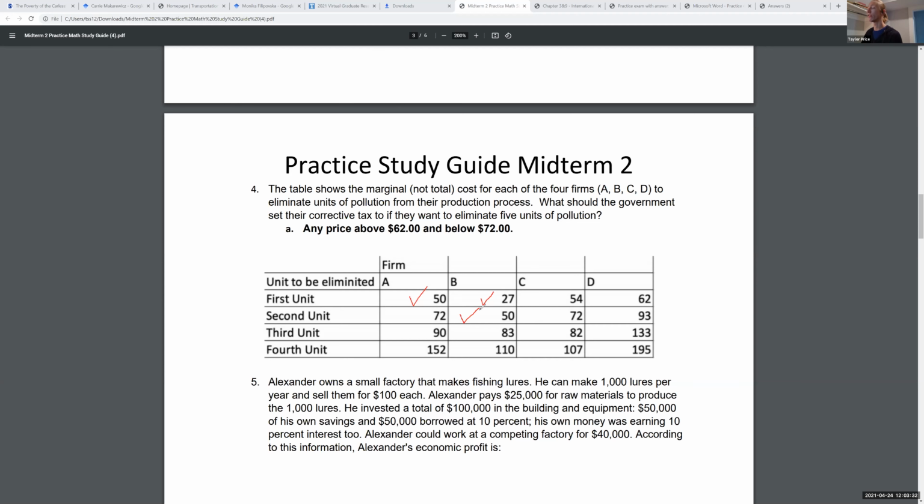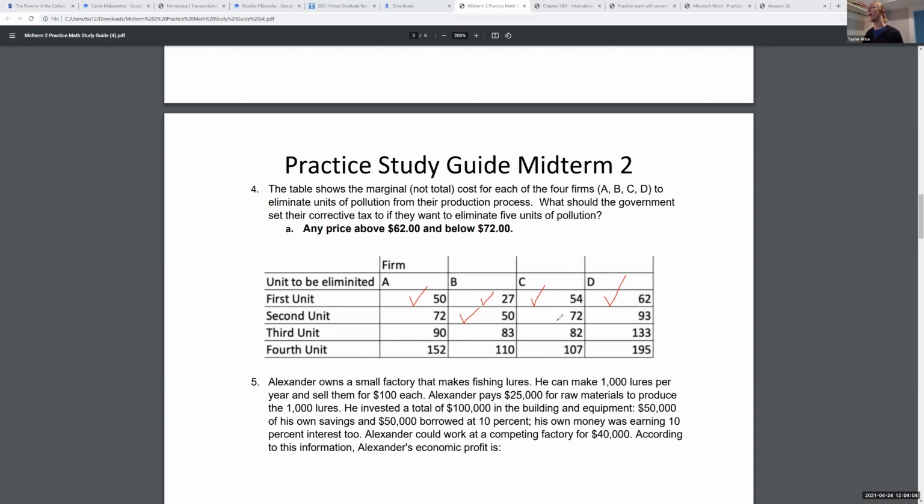Then firm B actually is cheaper for them to eliminate their second unit than it is for firm C or D to eliminate their first. So we have currently 3 units of pollution elimination checked. Then we're going to move to 54, which is the next cheapest to eliminate. Then we're going to move to 62, which is the next cheapest to eliminate. So then we can see here that we have 5 units of pollution.